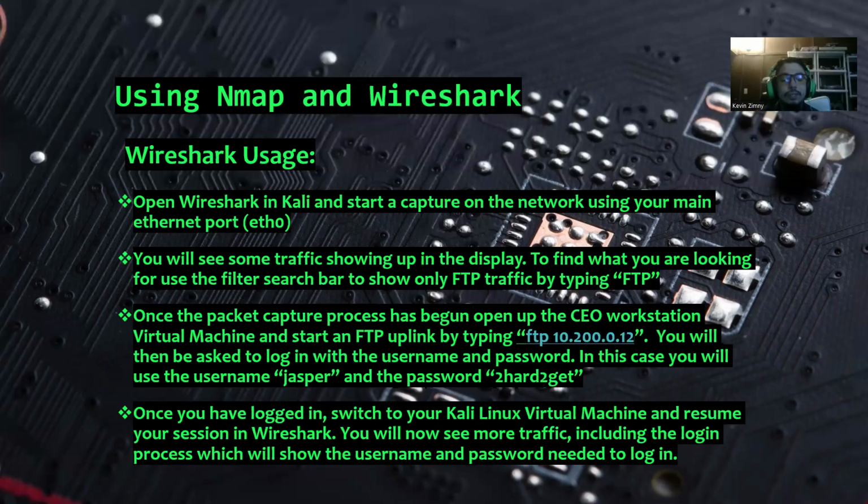Once the packet capture process has begun, open up the CEO workstation virtual machine and start an FTP connection by typing FTP 10.200.0.12. You'll then be asked to log in with the username and password. In this case, you'll use the username Jasper and the password Too Hard to Get, just as before. Once you have logged in, switch to your Kali Linux virtual machine and resume your session in Wireshark. You will now see more traffic, including the login process, which will show the username and password that were needed to log in.